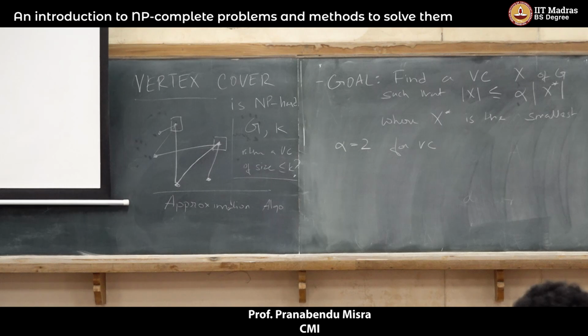You keep doing this until there are no edges left, right? The question is, what would be the approximation factor of this solution? Because somehow you have to compare the size of the solution you computed with the size of the smallest optimum solution. So how will you do that?